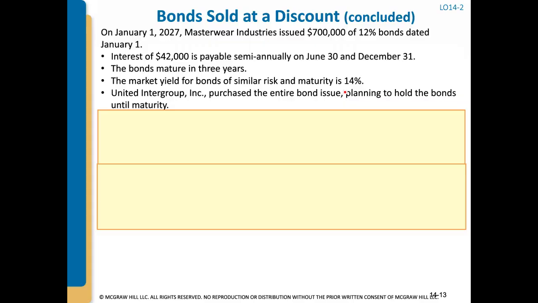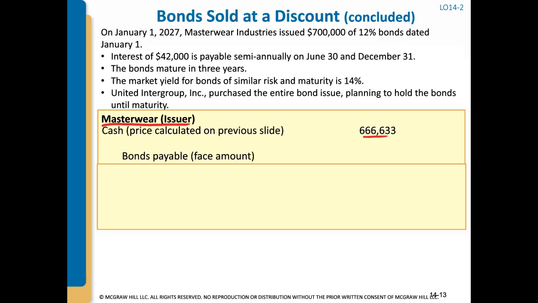So let's just look at the journal entries of how to record this. Masterware is the issuer. The cash is going to be the cash that they received, which is the $666,000. We're going to record a bonds payable liability for the face amount, which is the $700,000. And the difference is going to be this new account. It's going to be called discounts on bonds payable. And it's the difference between the cash price and the face value, which is this $33,367.